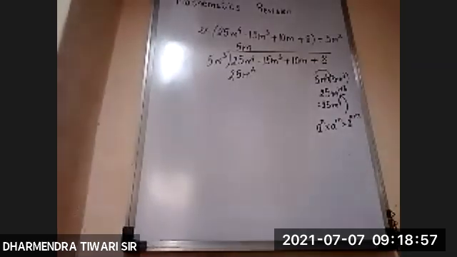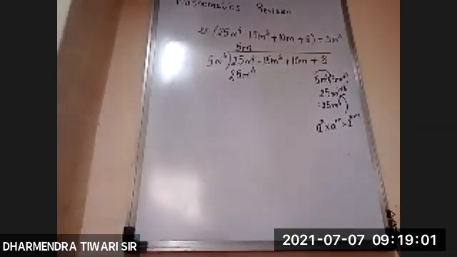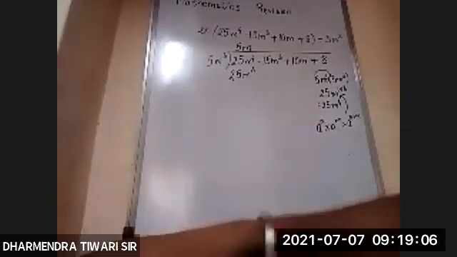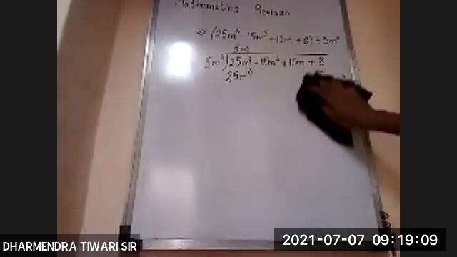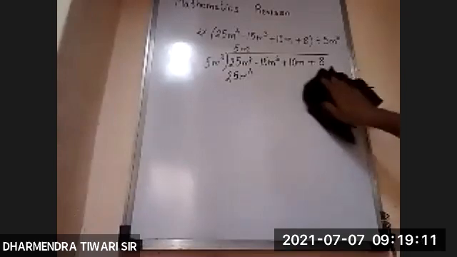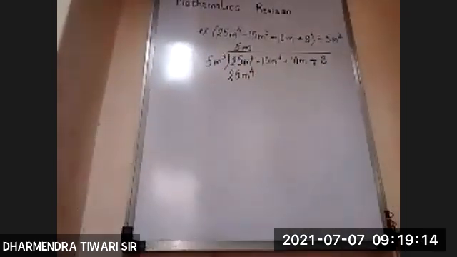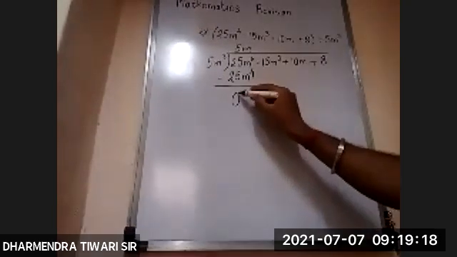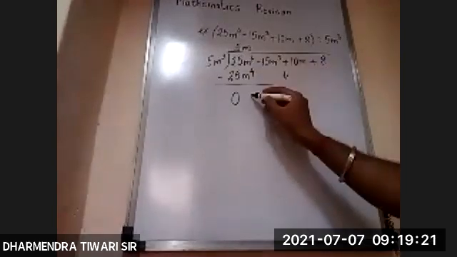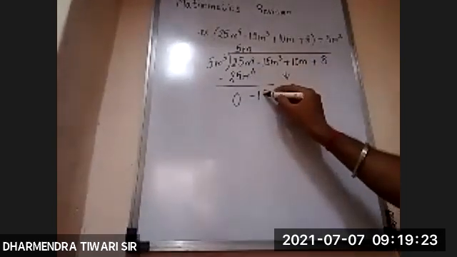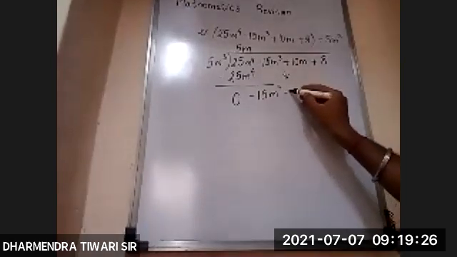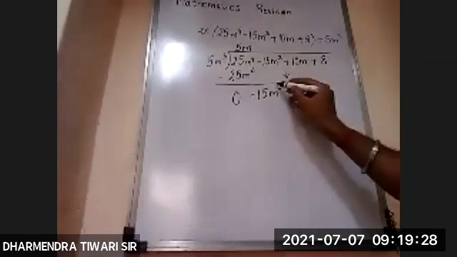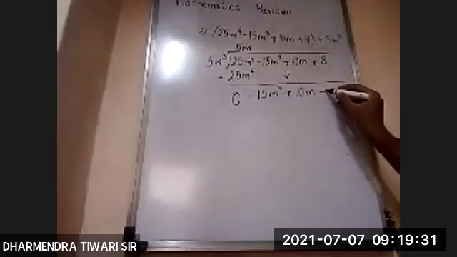Just go step by step. We will be understanding it. You should not hurry. Once you understand the concept, then you can do it quickly, as we are doing now. So now you have to take opposite sign, that is minus, get cancelled up, 0. Remaining terms you have to take as it is, so minus 15m cube plus 10m plus 8.